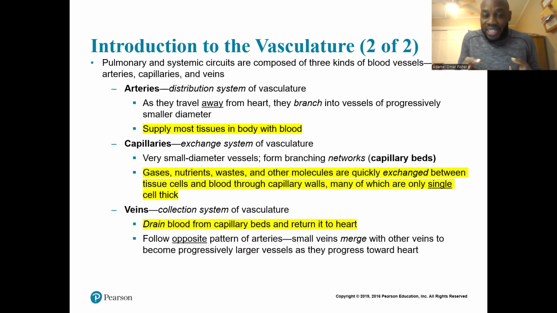Blood is then collected into what we call veins, which drain from the capillary beds and return into the heart. Once blood is deoxygenated and depleted of nutrients, it is brought back to the heart where it then can get oxygenated again. Nutrients primarily are coming from the digestive system. So that's also very important as well.